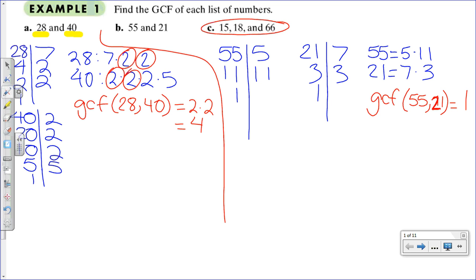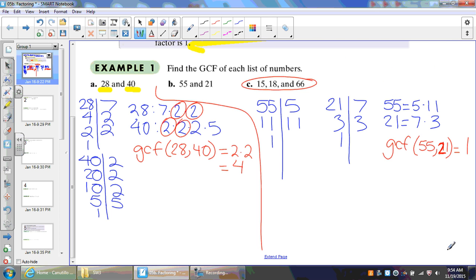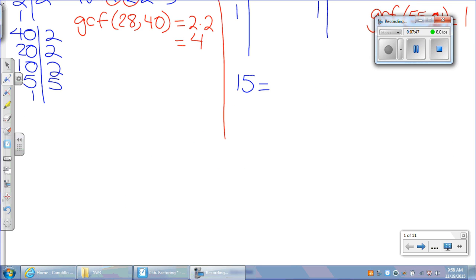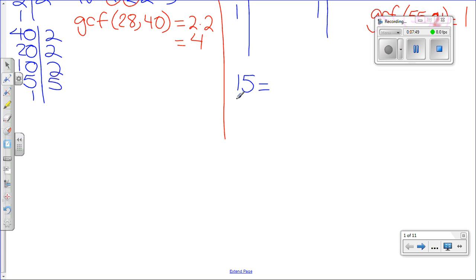So I want you guys to do the prime factorization of the numbers 15, 18, and 66. And then let's see if we get the same answer. Now, moving on to the third problem. So we have numbers 15, 18, and what was the other one? 66. Okay.